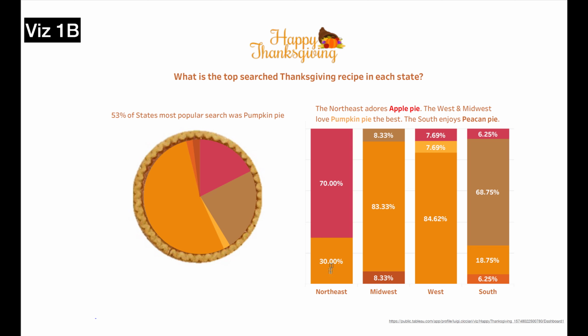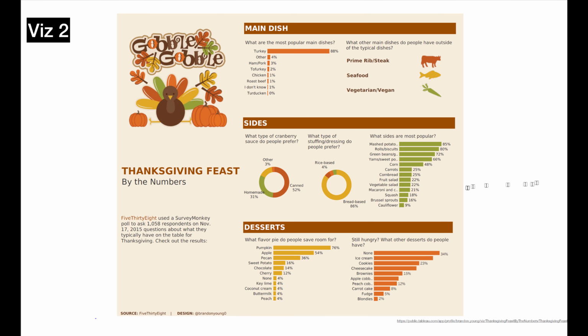Here we have, split out by category, what the popular searches were in various different regions, with apple pie being the most common search in the Northeast, and pumpkin pie in the Midwest and the West, with pecan pie in the South. Here is yet another sort of fanciful representation of popular main dishes, side dishes, and desserts. I'm not going to read through this particularly.